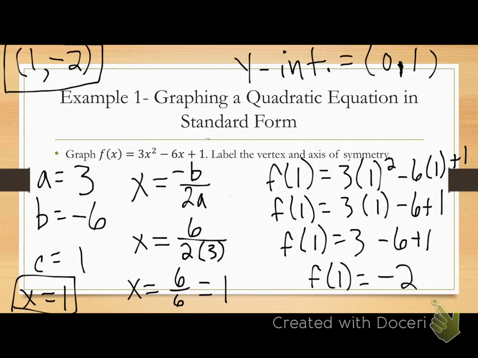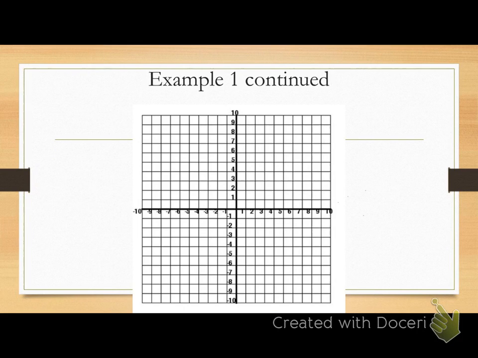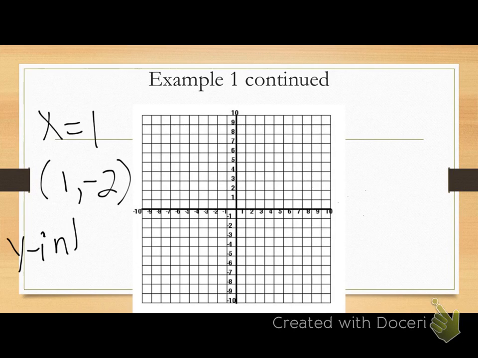I'm going to graph my axis of symmetry. I'm going to graph my vertex. I'm going to graph my y-intercept. And then I'm going to show you a little trick. Okay? So we said x equals 1. Vertex is 1, negative 2. Y-intercept is 0, 1. Correct?